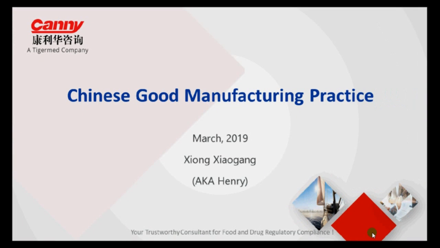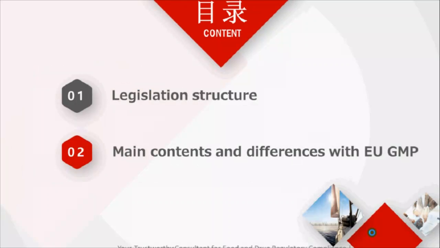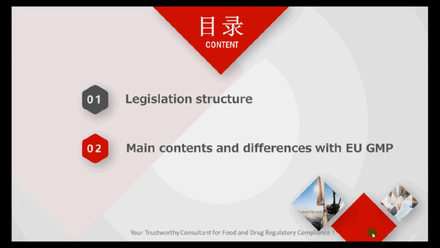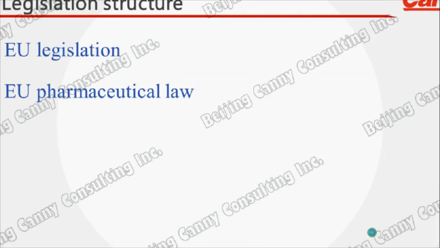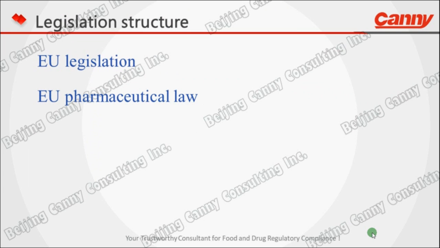Okay, let's get back to our topic today. The topic is Chinese good manufacturing practice. Today's topic consists of two parts: legislation structure, and main contents and differences with EU GMP. Let's get started with the first one. First, we will have a look at the EU and Chinese legislation structure.